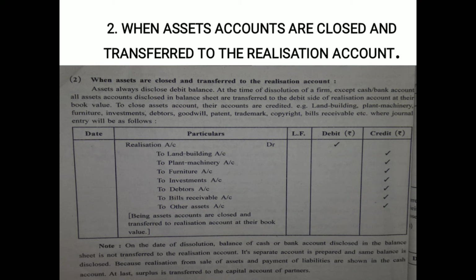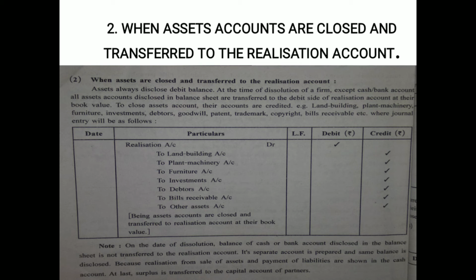Okay. So realization account debit to land and building, to plant and machine, debtors, bills receivable, furniture, other assets. All the assets are to be credited and realization account is to be debited. Why? Because this is the time of dissolution and here all the asset accounts are closed and are transferred to realization account. So this is the journal entry for the same.